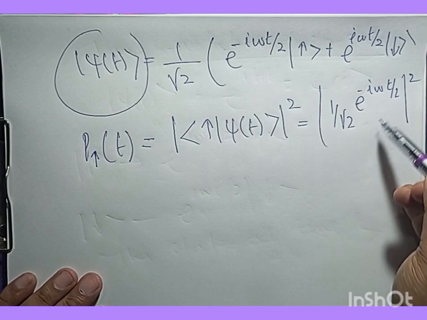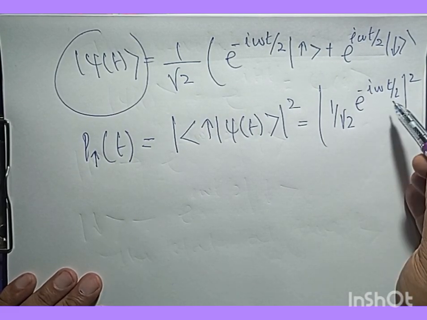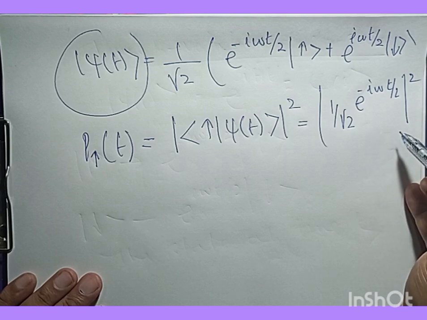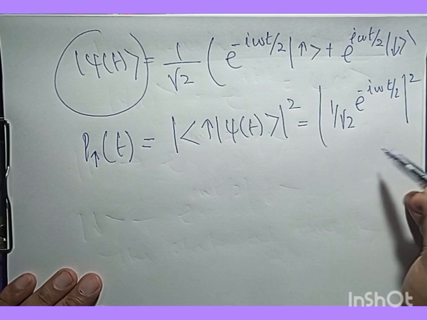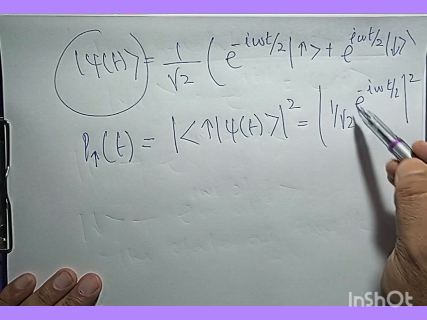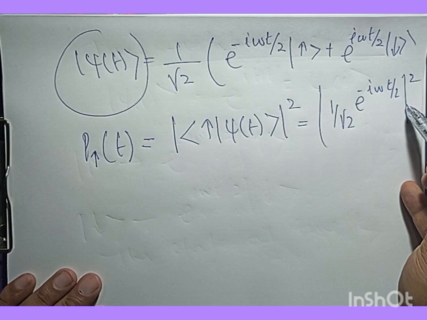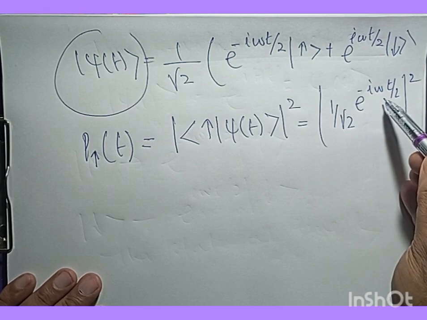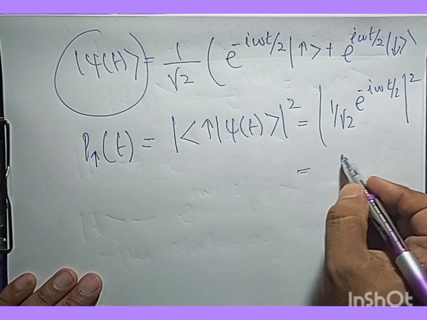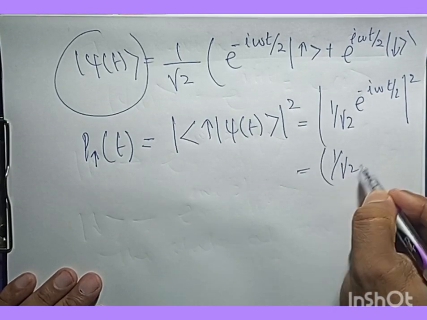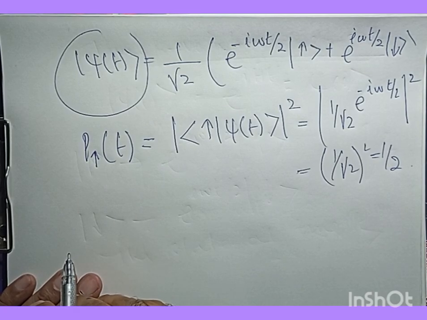Since this mod whole square is the product of the complex function and its complex conjugate, when you multiply e to the power of minus i omega t by 2 with its complex conjugate, e to the power of i omega t by 2, we get 1. So we are left with 1 by root 2 whole square, which is 1 by 2, as expected.